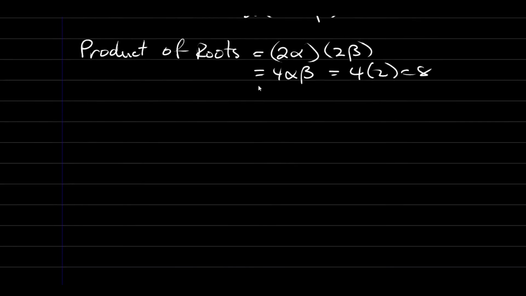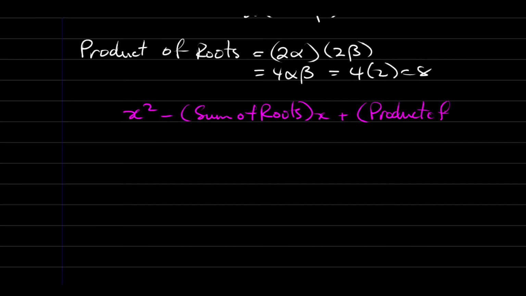And then what we do is we form the quadratic. So remember, this is the general form of the quadratic. Let me just write it out here. The general form is going to be x squared minus sum of roots x plus the product of roots equals 0. So right away, I'm going to see x squared.